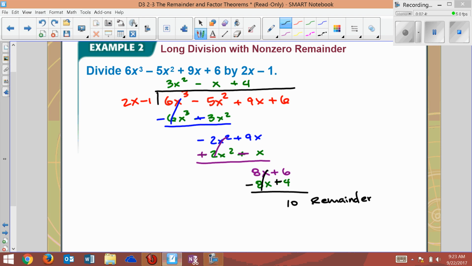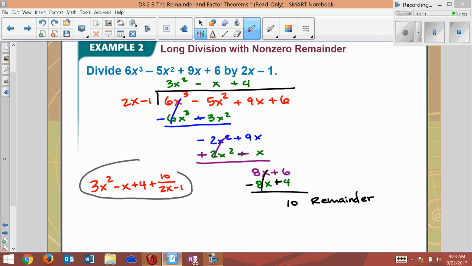Now this is not a factor because it has a remainder. So we would say that our answer, the quotient, would be 3x squared minus x plus 4, and then you'd have your remainder over what you divided by, 2x minus 1. This would be how you divide when it's not a factor, how you write the remainder. You just put it over what you divided by.